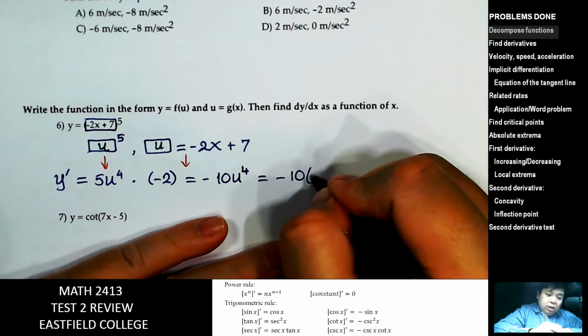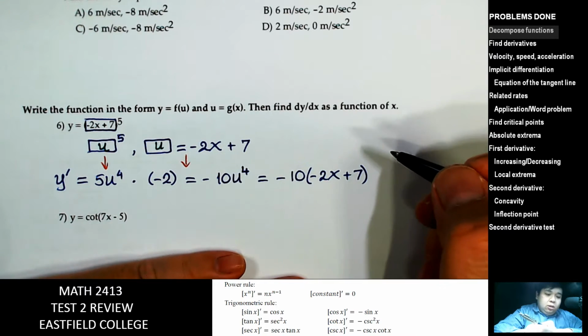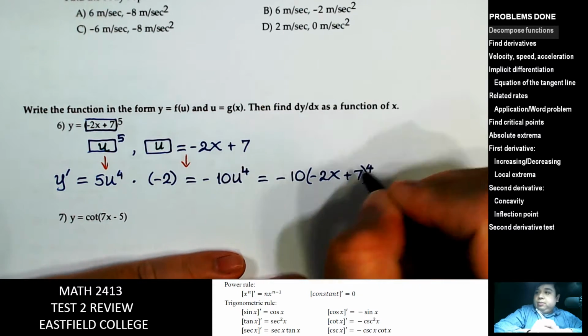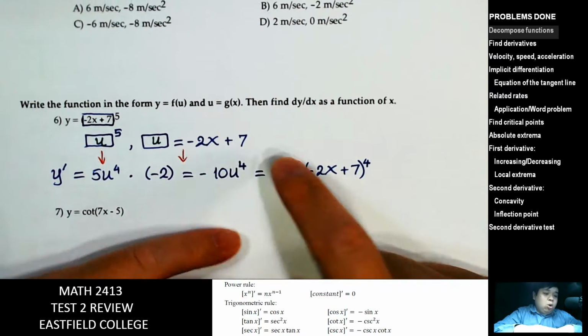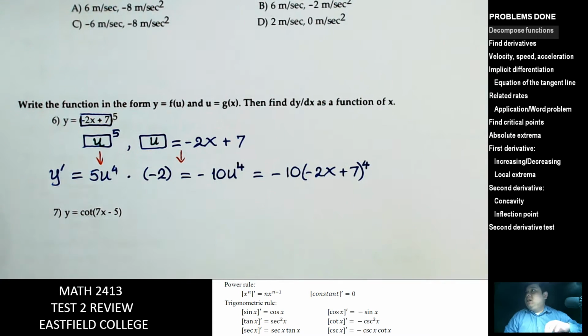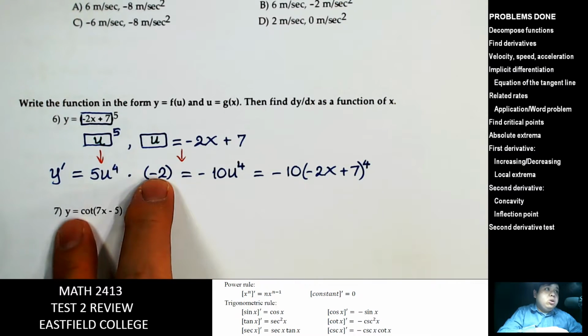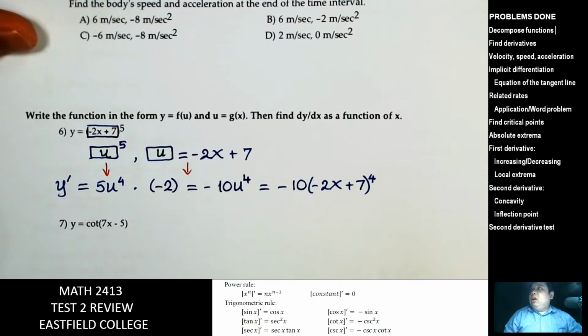And u is negative 2x plus 7. And to the 4th. Right. So if we decompose the function, that's all we need. If we want the derivative, of course, that's going to be that. And most of this problem, when we do the chain rule, we decompose the function into functions, and then we take the derivative of both, and then multiply them. So briefly go through the first one here.